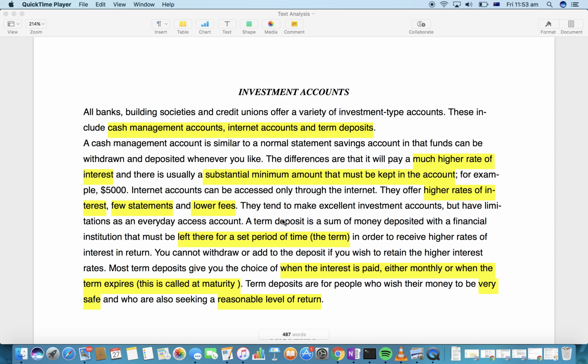Then we've highlighted about term deposits, that the money must be left in there for a set period of time, and that's referred to as the term. So when they say a term deposit, they're talking about a set period of time deposit, effectively.